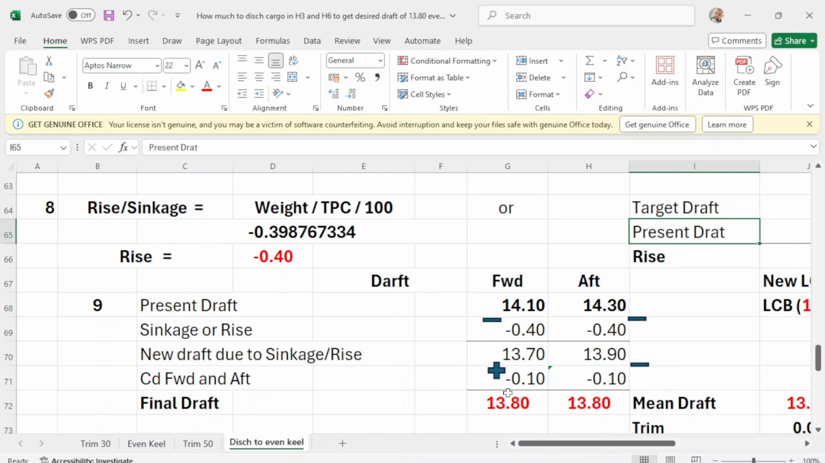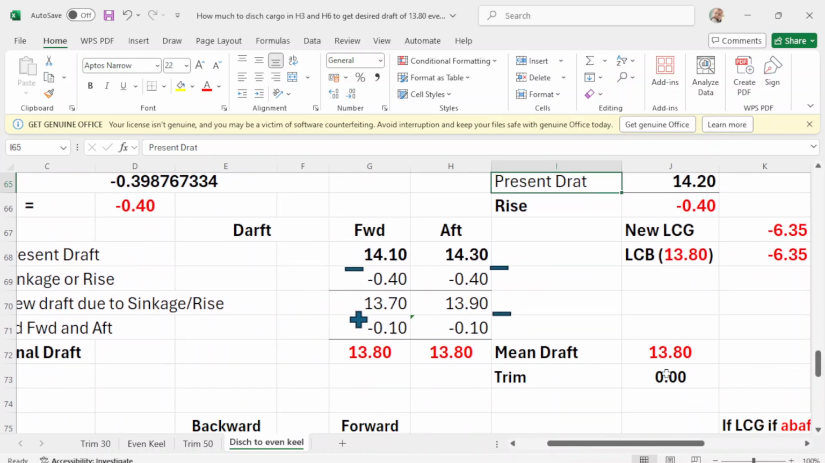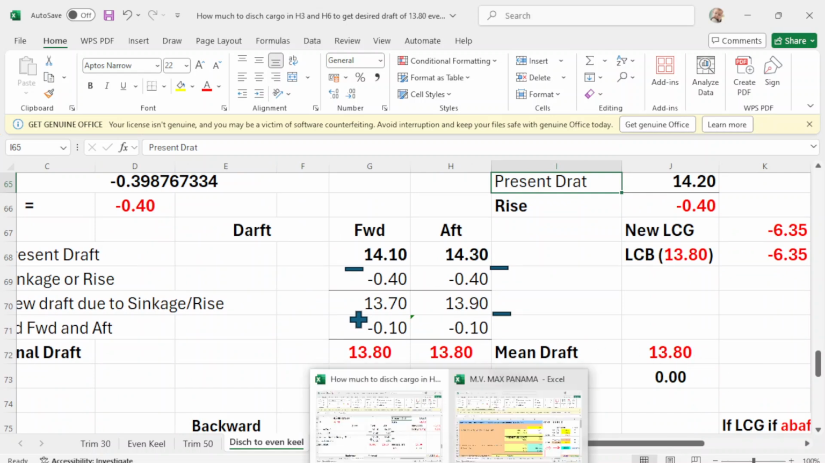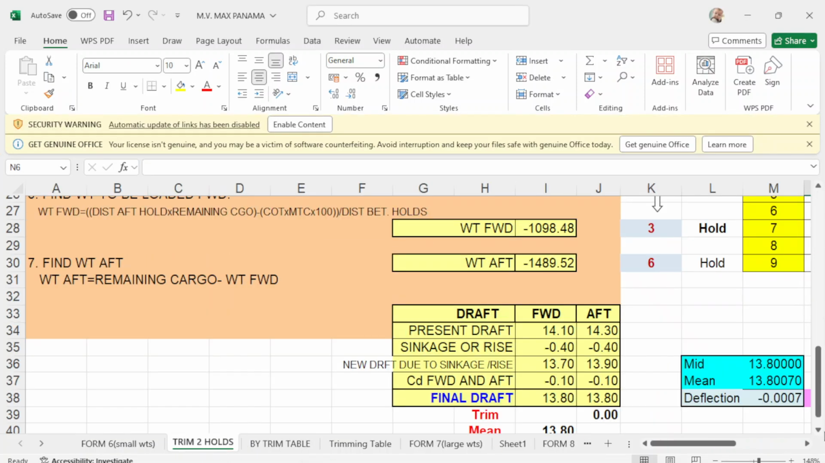Since forward part will sink, then you add. Up part is to rise, means less. So 13.90 minus 0.10 is 13.8, and 13.70 plus 0.10 is 13.8. So now you have an even keel. Okay, and your main drop is 13.0, even keel, your trim is 0, which is the same with your departure drop here.